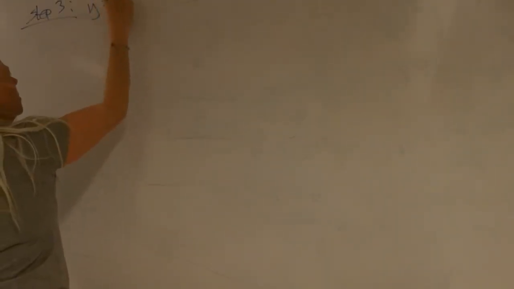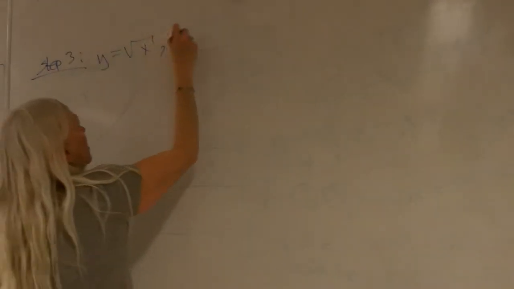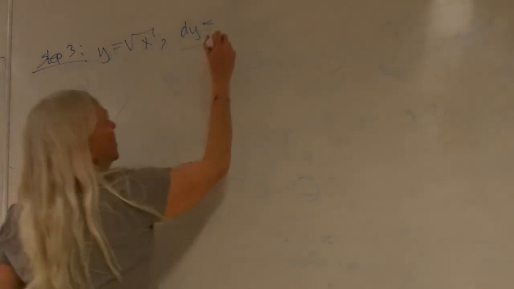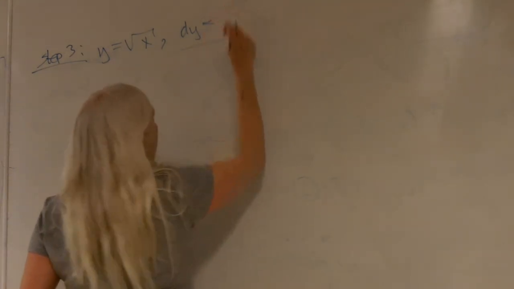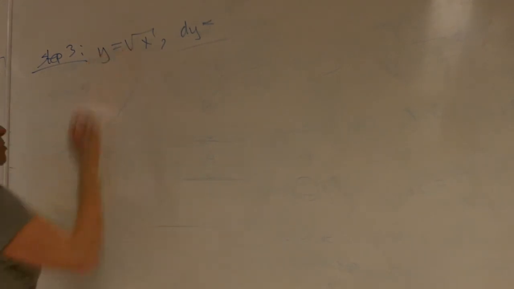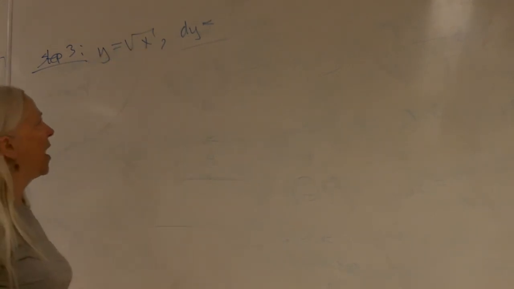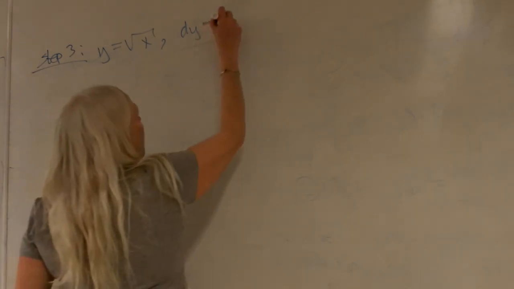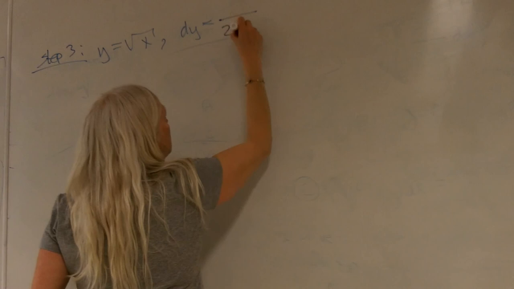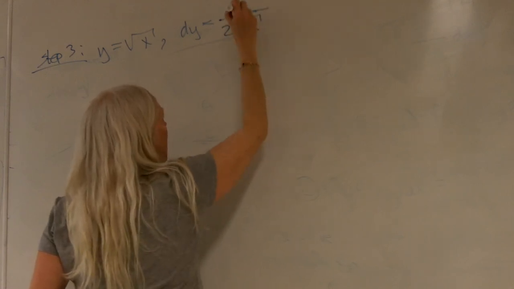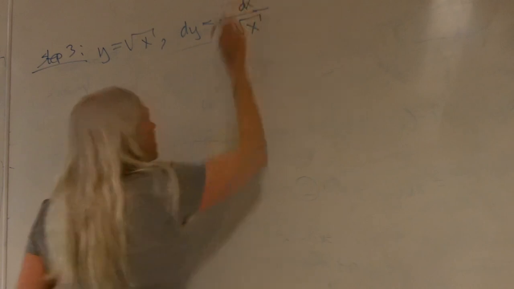Y is equal to the square root of x. That means dy we can find as the derivative of y with respect to x times dx. Well, the derivative of y with respect to x, we're going to x to the 1/2. So differentiating, we get 1/2 times x to the minus 1/2. In other words, the square root of x in the denominator, and then times dx.